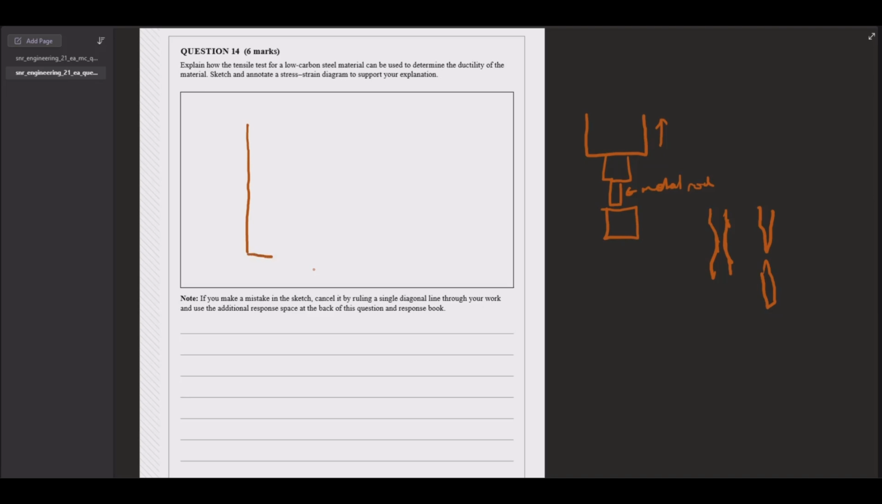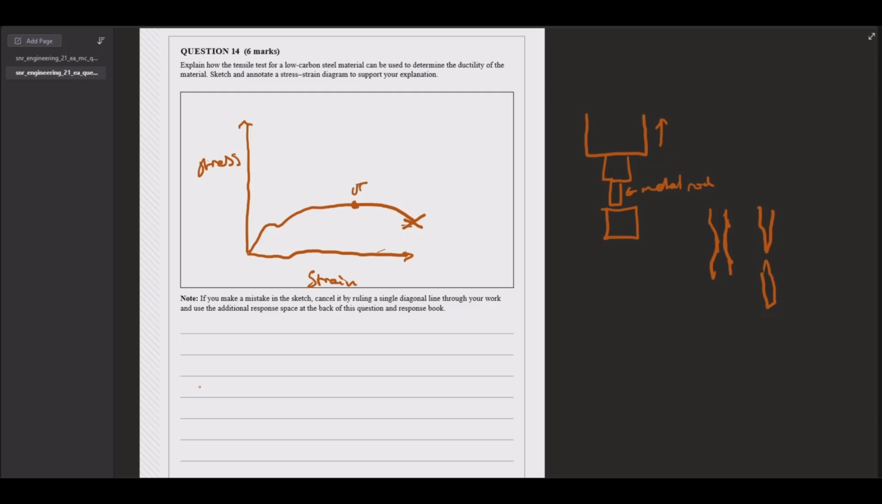And for low carbon steel, that is not going to encounter too much resistance at all, but it's going to elongate quite a bit. So we're going to see a very short stiffness region, and then we're going to have a yield. And it's not going to be very high. We're going to have a lot of necking.